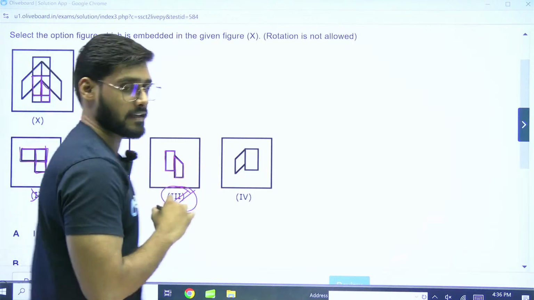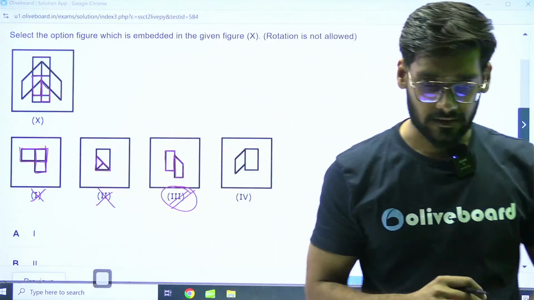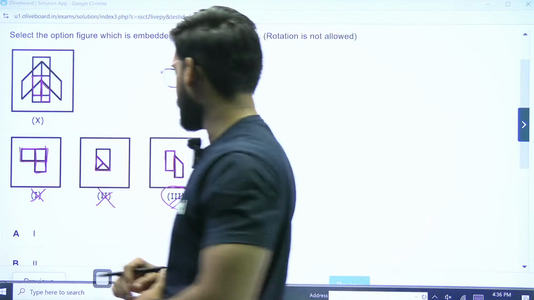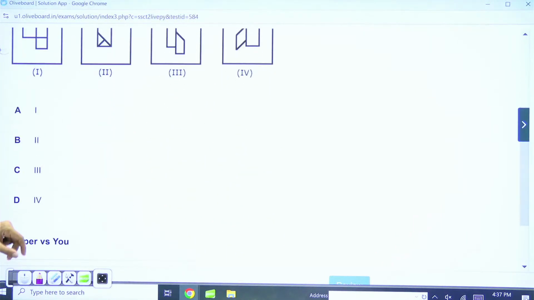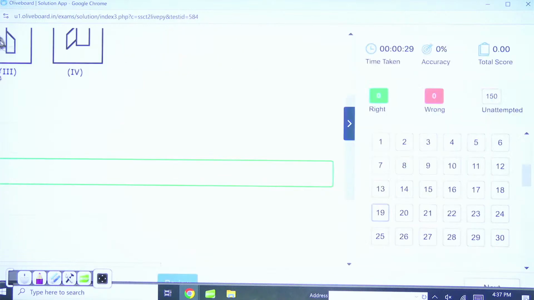Image number 3 should be the right answer. Let's mark image number 3, which is matching with option C. Option C is the right.